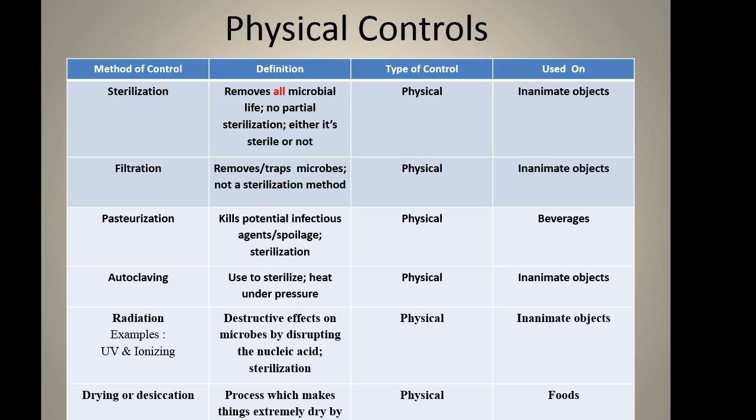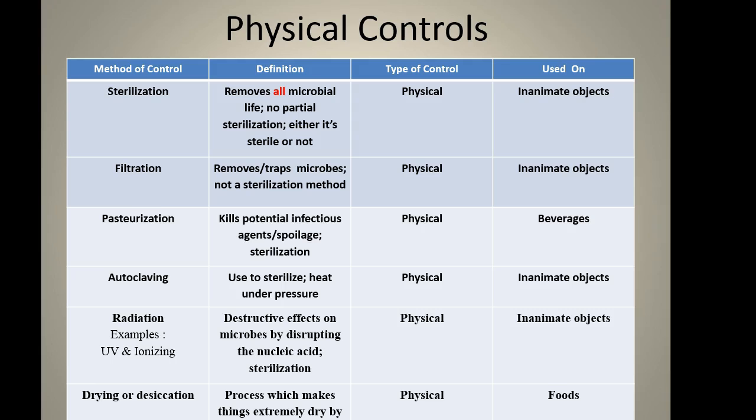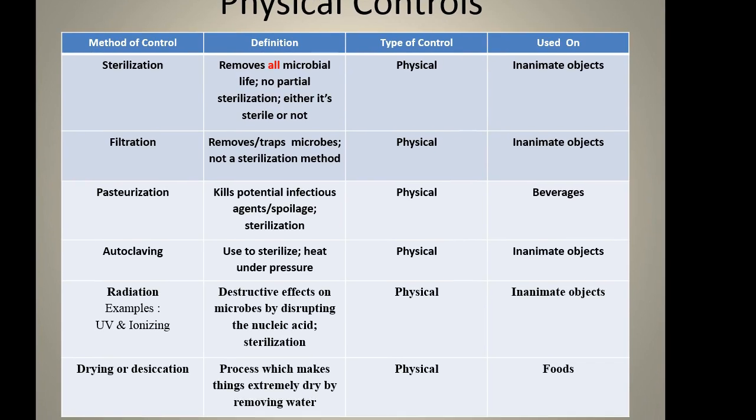Okay, keep going. Drying or desiccation is another method of control. It's a process which makes things extremely dry by removing the water. What are some desiccated foods that you like? I like dried bananas, dried pineapples, cranberries. Or beef jerky. I don't like beef jerky, but some people do.